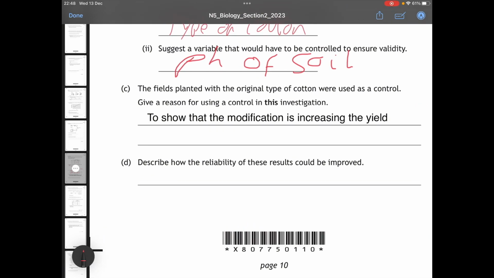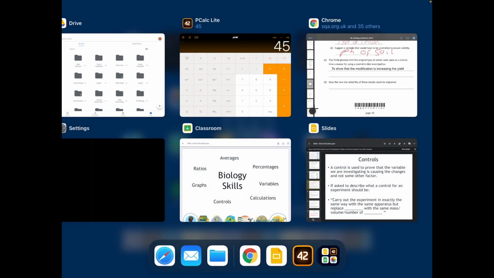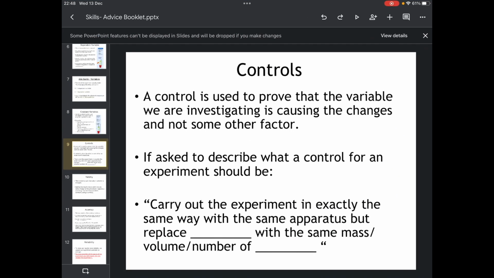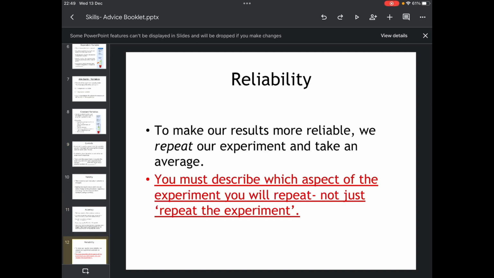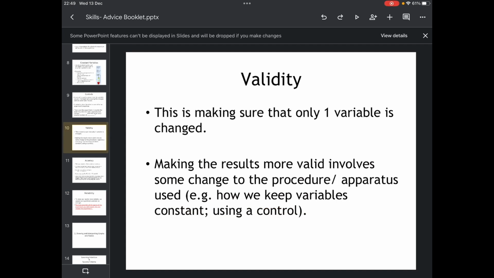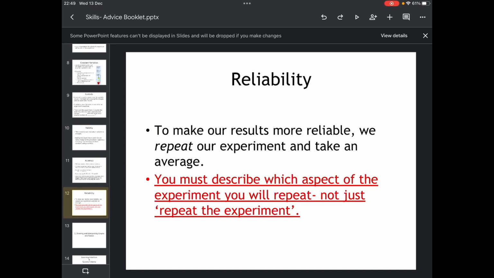Now reliability again is a section in your booklet. I talked about this earlier on. Validity, accuracy and reliability in biology mean 3 different things. To achieve validity, we use a control, or we keep our other variables constant, keep them the same. To improve reliability, it involves repeating our experiments. Okay. However, what the SQA won't accept for an answer is just simply repeat the experiment. Okay. So the best way to do this is to try and relate it to the actual experiment.